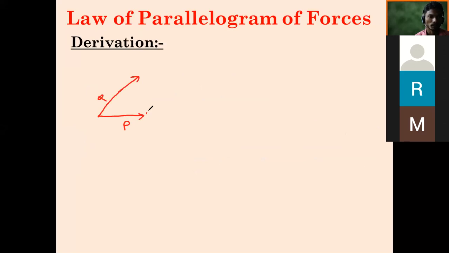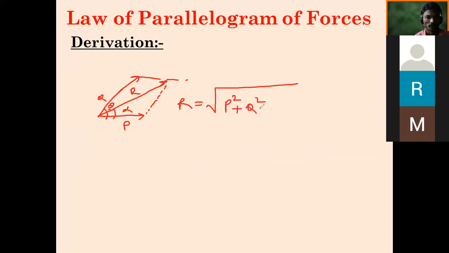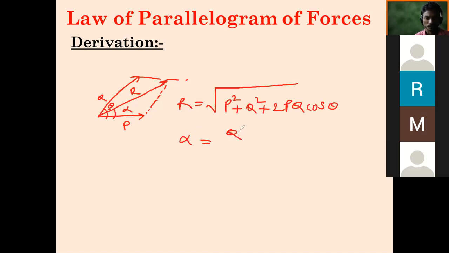Then we completed the parallelogram, something like this. Here we have drawn R, and the angle made by R we have considered as alpha, and here theta. This we have derived. So quickly, I will write here. This formula we have already derived. And what was the formula for alpha? Alpha equals tan inverse of Q sin theta divided by P plus Q cos theta. What is theta in this equation? The angle between the two forces.